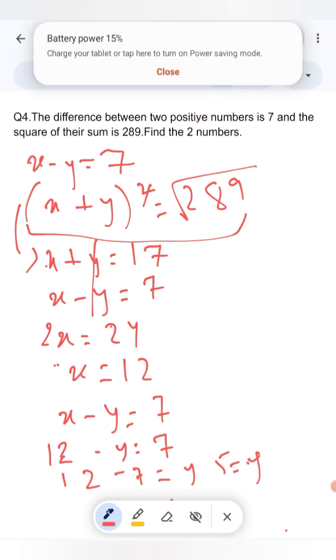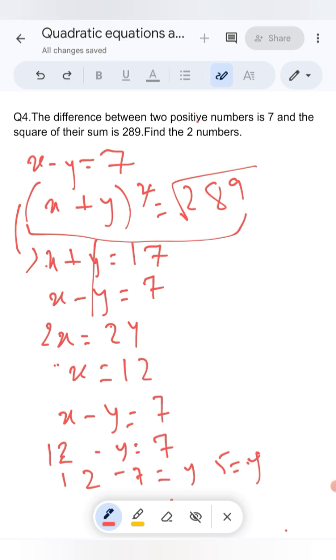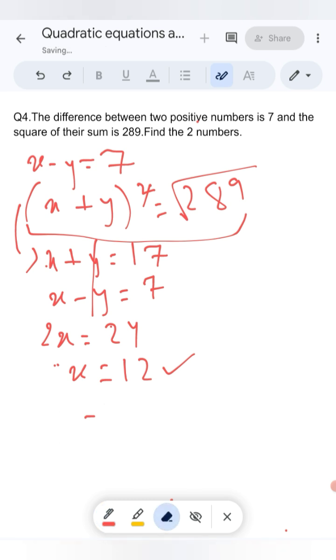Now students, one thing to be considered. X is 12 and here I get my answer 5. So are these two positive numbers? Yes, they are. So our answer is correct. Okay, but there is another method as well. Let's do that also.